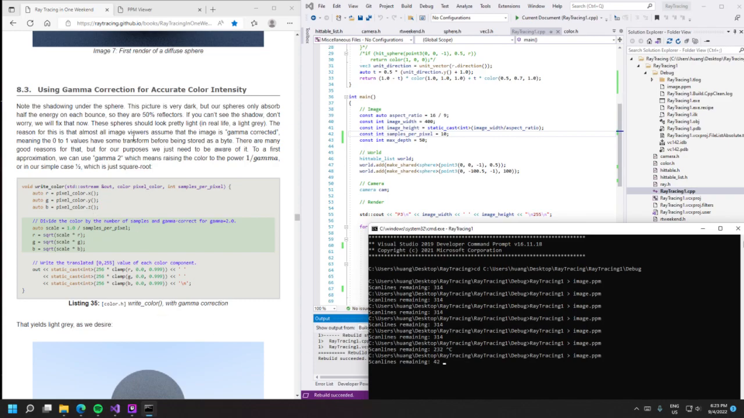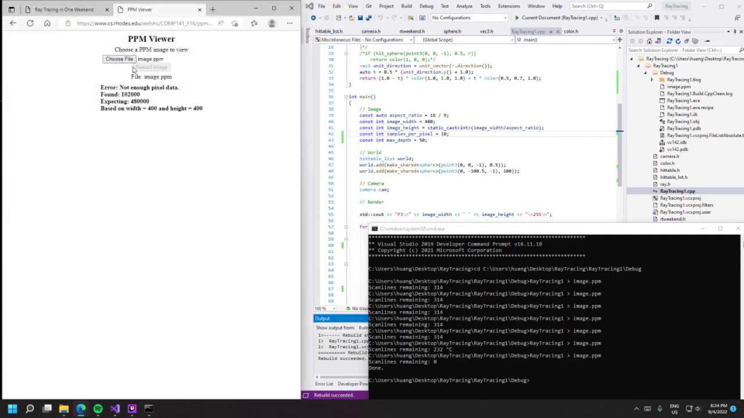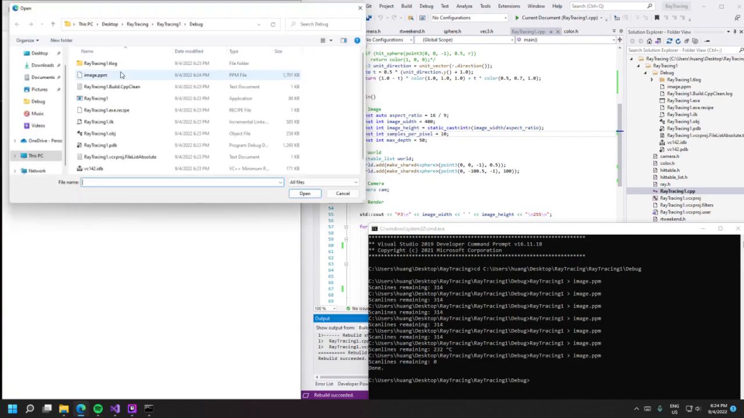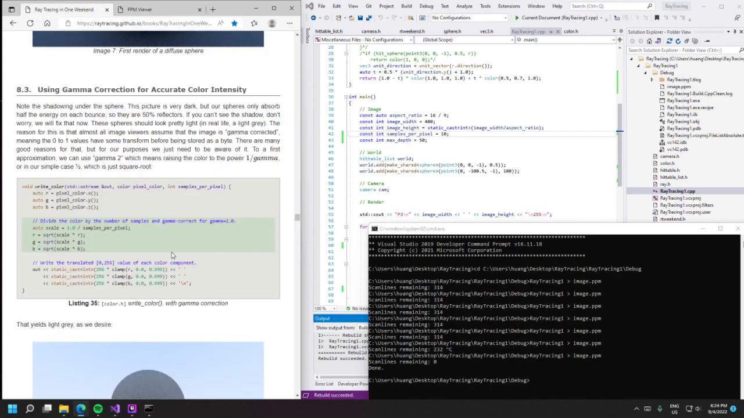Okay, we're going to continue reading while it's rendering. We're going to use gamma correction for accurate color intensity. Note that the shadowing under the sphere. Okay, that one is actually done. Let's try. Okay, there are still some problems with it, and the quality is really not good, but let's continue. The picture is very dark, but our spheres only absorb half of the energy on each bounce, so they are 50% reflectors. If you can't see the shadow, we'll fix that now. The spheres should look pretty light in real life.